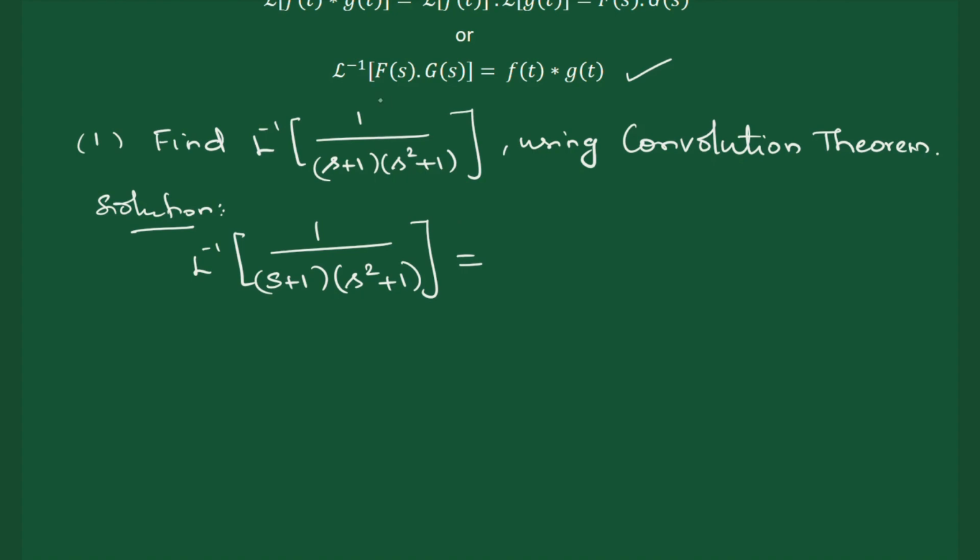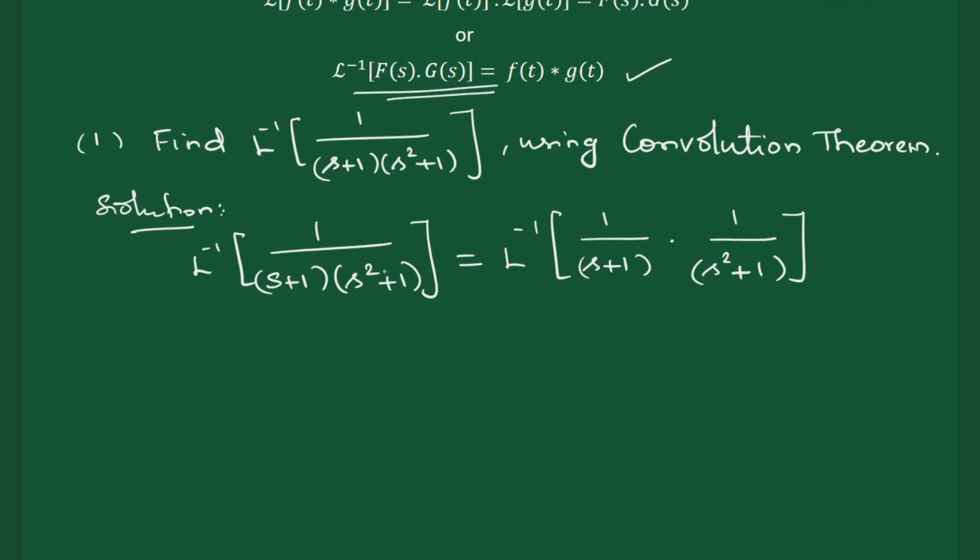Now you can compare with the given statement. L inverse of F of s into G of s means first we have to write it as L inverse of 1 by s plus 1, let it be one term. The next term is 1 by s square plus 1. So we can write it as a product of two terms or two functions. Now this becomes F of s and this becomes G of s. So here we have to apply the statement of convolution theorem, which is equal to f of t star g of t.